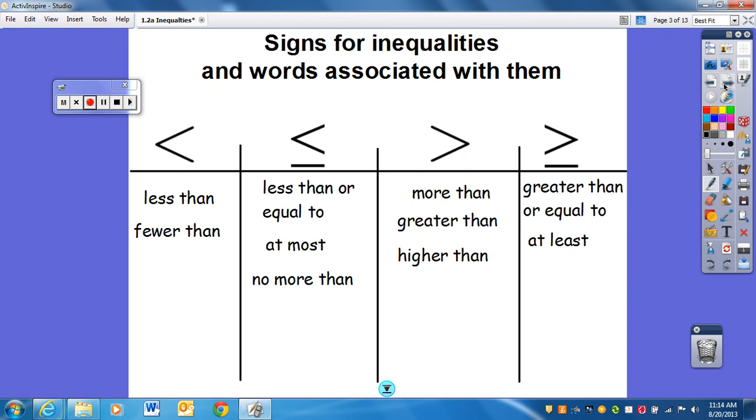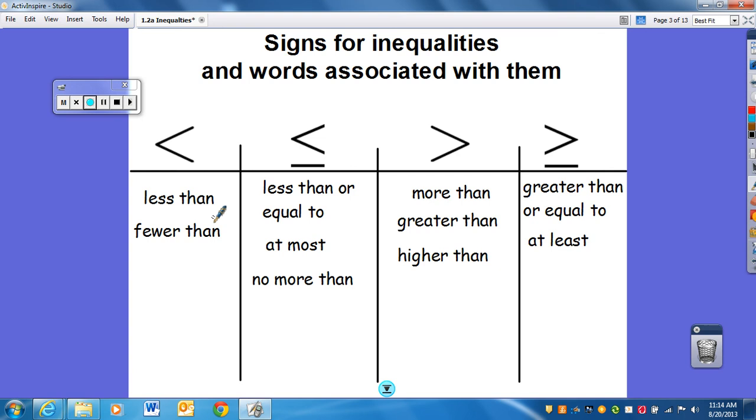Here are the words that might be associated with our inequalities. We have less than, and it can also be described as fewer than. We have less than or equal to. Also, this phrase, at most, can be used to describe less than or equal to. For instance, if I said she has at most $20 in her checking account, that means she has $20 or less, which means it's less than or equal to. We can also use the phrase no more than.